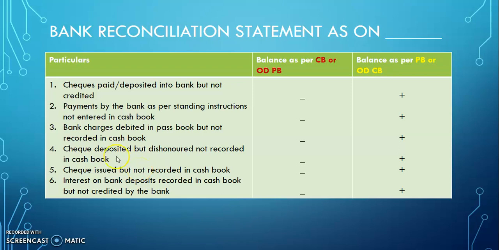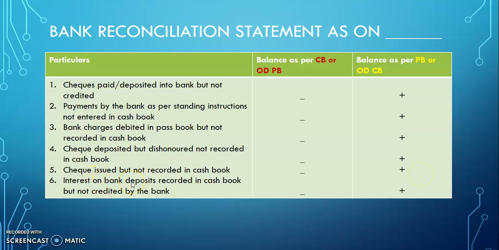Check deposited but dishonored not recorded in cash book. So check deposited, so we can make entry in cash book, so cash book balance increased, so we can decrease, here we can add. Check issued but not recorded in cash book, so the cash book balance increased, so here we can decrease, deduct, so here we can add.